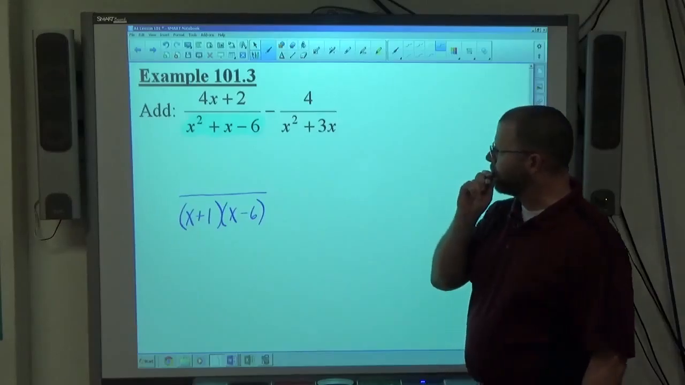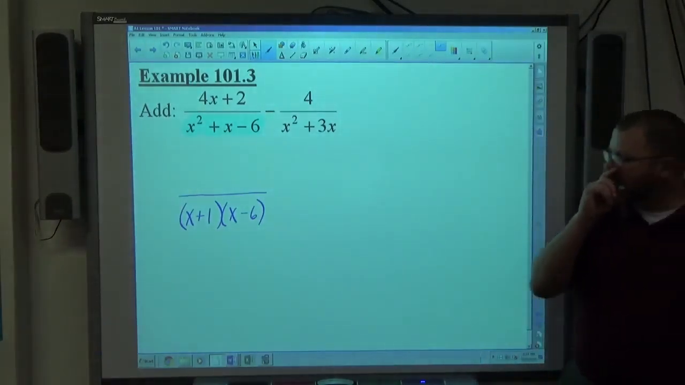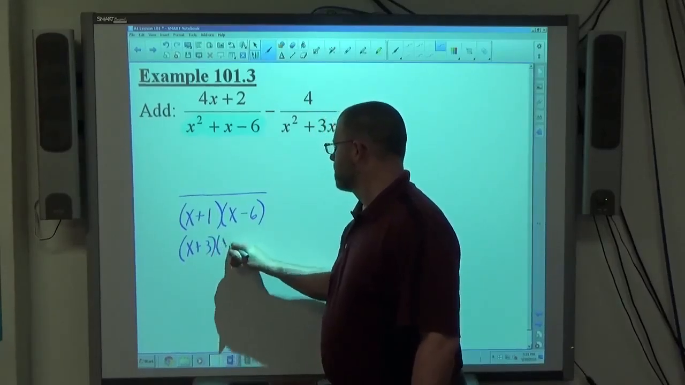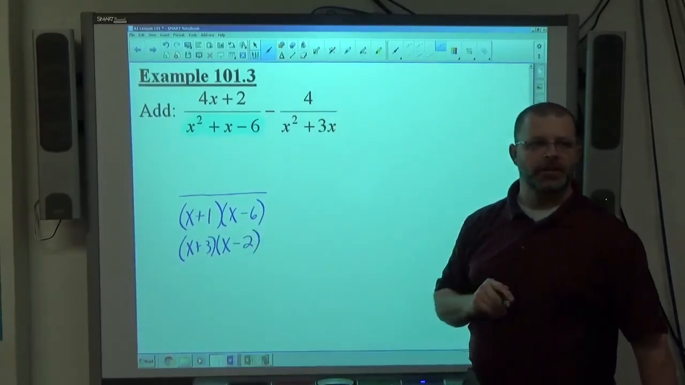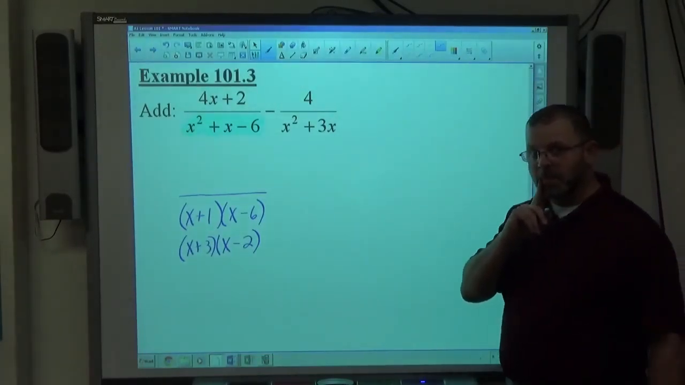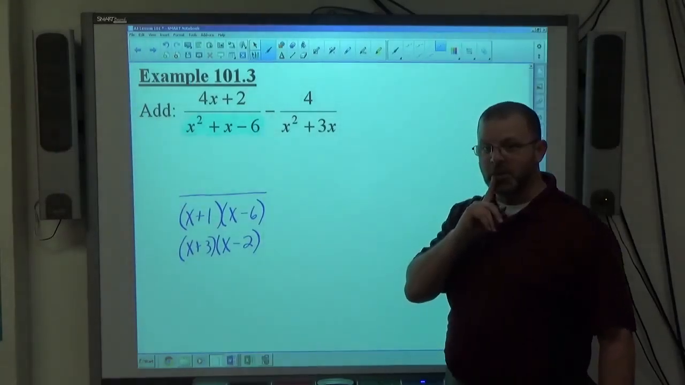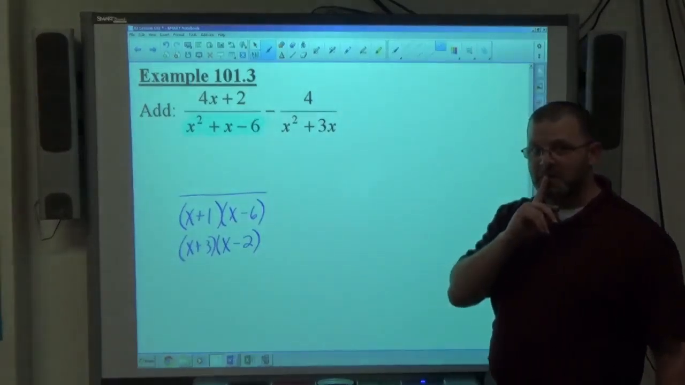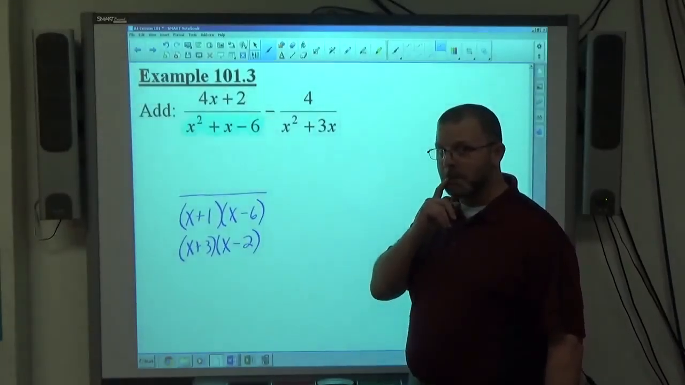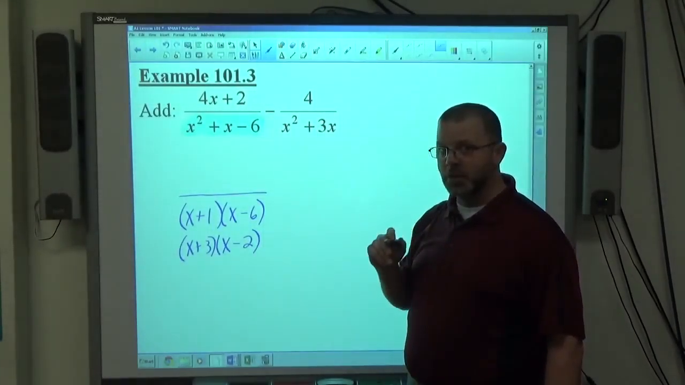Mitchell, is that correct? No, it'd be x plus 3 and x minus 2. Amber, is either one of those correct? Yes. Which one? The second one. The second one. Well, Preston, why is yours wrong?